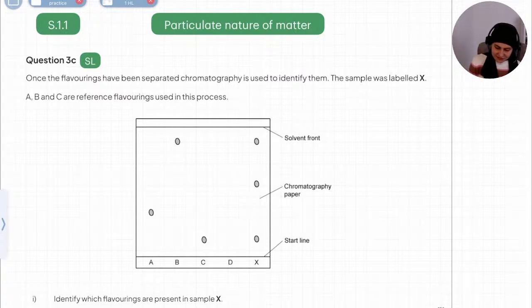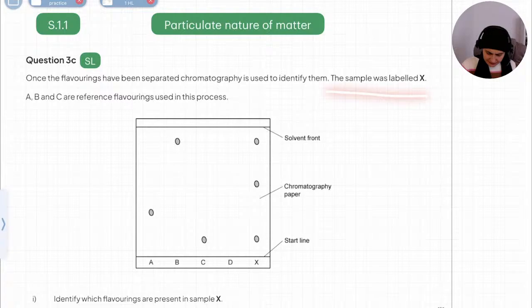So once the flavorings have been separated, chromatography is used to identify them. So chromatography is used to separate substances. Usually they should be colored, or at least substances which you can later detect, even if they're not colored. So probably you need to use some locating agent, or they would be visible under UV light, like amino acids or proteins, yeah. But let's see, they say flavorings. I would maybe ask about dyes instead of flavorings, but it doesn't matter. So they are separating some substances using paper chromatography.